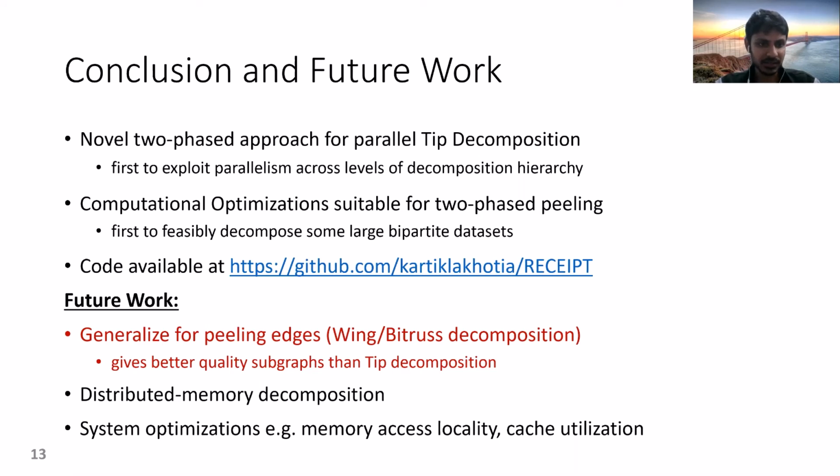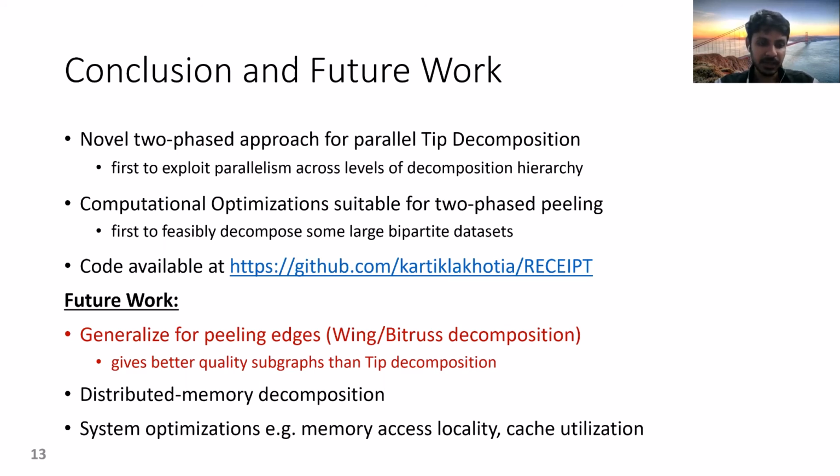And there are several directions for future work in this area as well. So the first natural direction is to generalize this approach for peeling edges, which is used for wing or bitruss decomposition. And it's been shown that it gives better quality subgraphs than tip decomposition. So we have made some advancements in this direction and have seen some promising results as well.